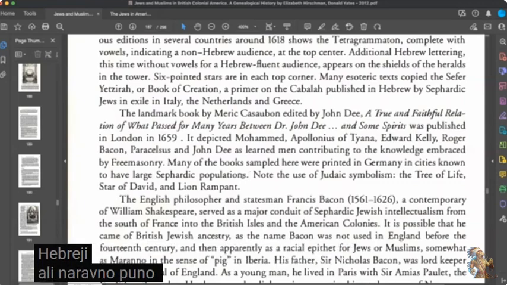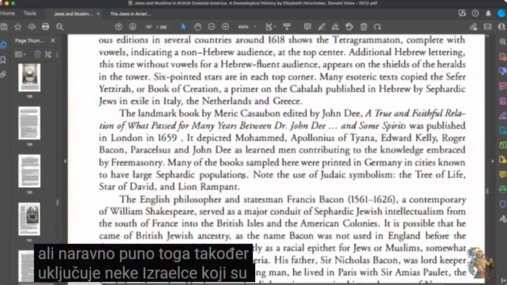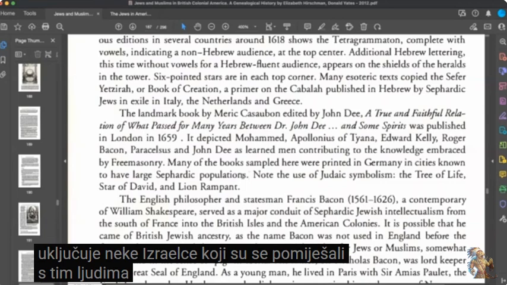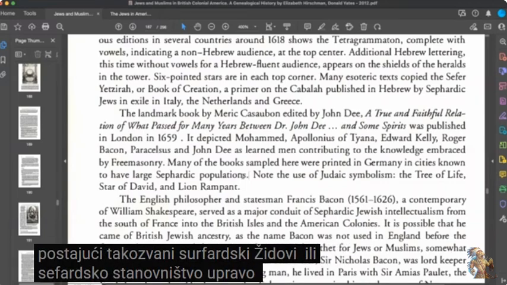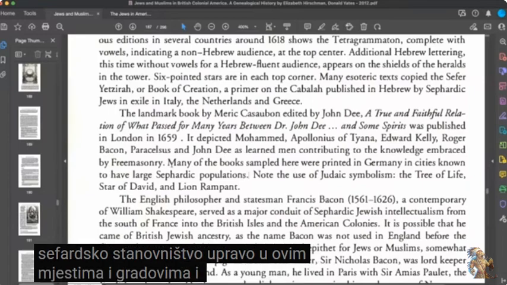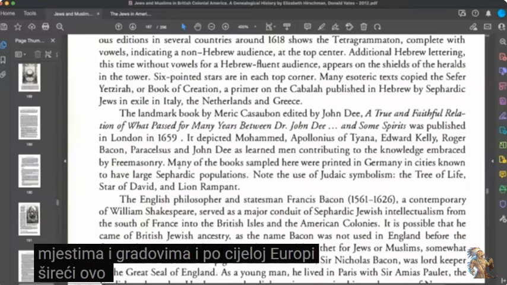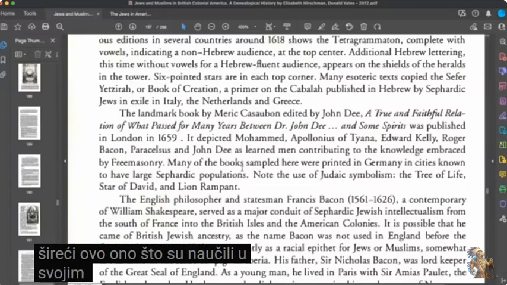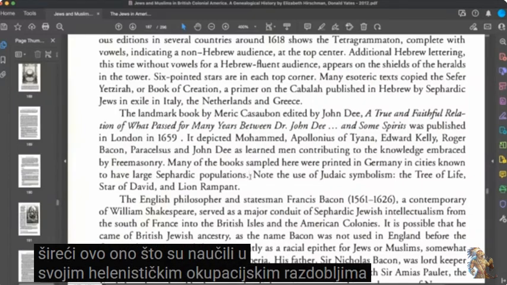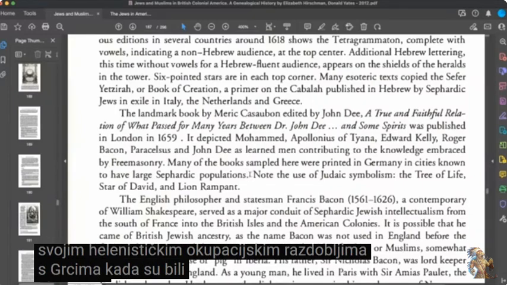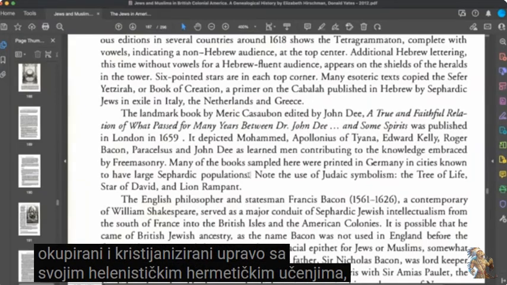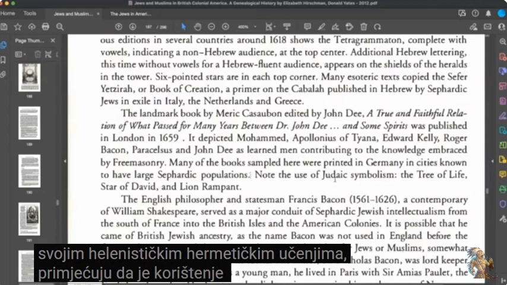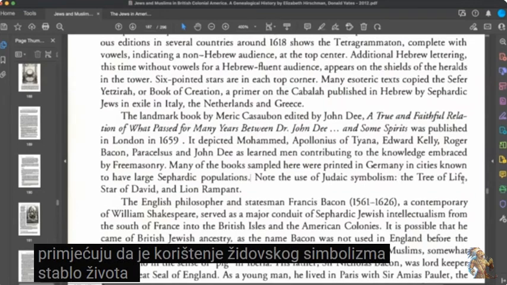But of course, a lot of this also includes some Israelites that had mixed with these people, becoming so-called Sephardic Jews or Sephardic populations, right? In these towns and cities all across Europe, spreading what they learned in their Hellenistic occupational periods with the Greeks, when they were getting occupied and Christianized, right? With their Hellenistic Hermetic teachings. Note the use of Judaic symbolism, the tree of life, Star of David, and lion rampant.